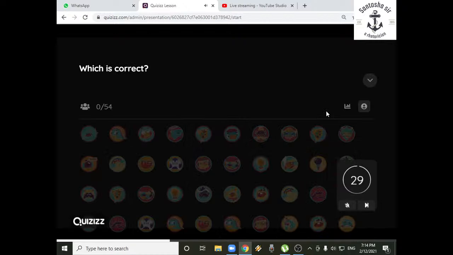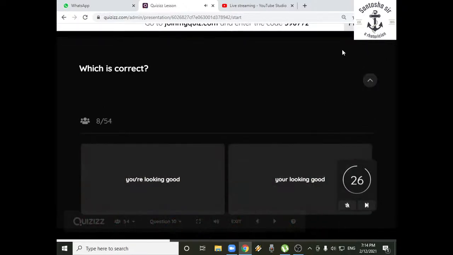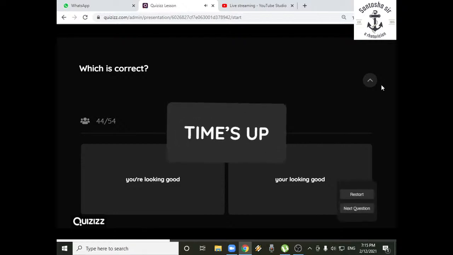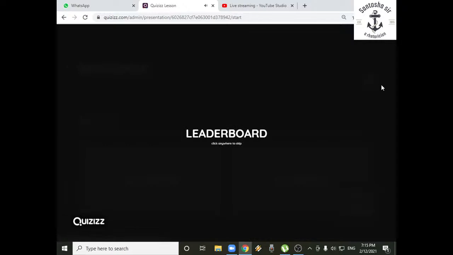So I have started the Zoom on a different device now. So which is correct? Read the two sentences and tell which is correct. So let's see who is going to disturb us now. You need to pick the right phrase or sentence given there.